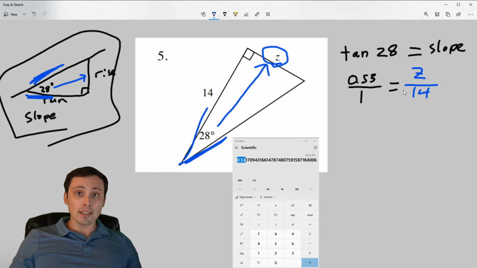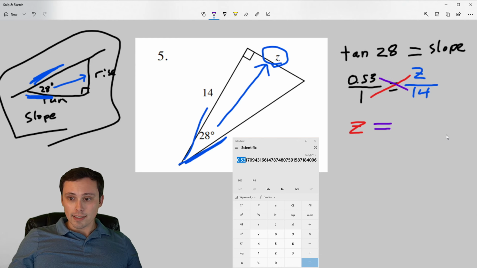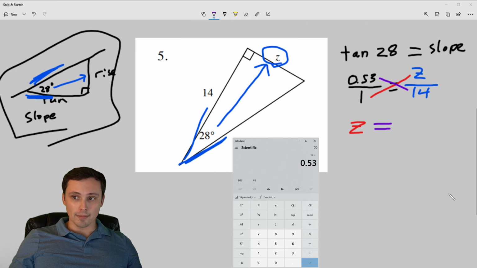Now there's lots of right ways to solve this equation. You can really just multiply both sides by 14, but I know some of you guys are used to solving 2 equal fractions using cross multiplication, so I will show that method since I know that's what most of you guys like. So we'll do 1 times z is z, and the other diagonal would be 14 times 0.53. Let's type that in our calculator. 14 times 0.53. And that gets us about 7.42.